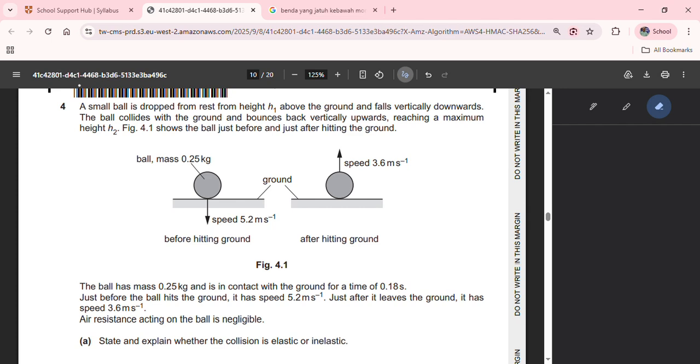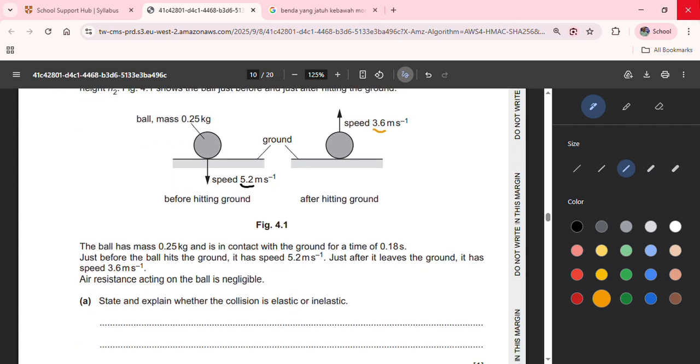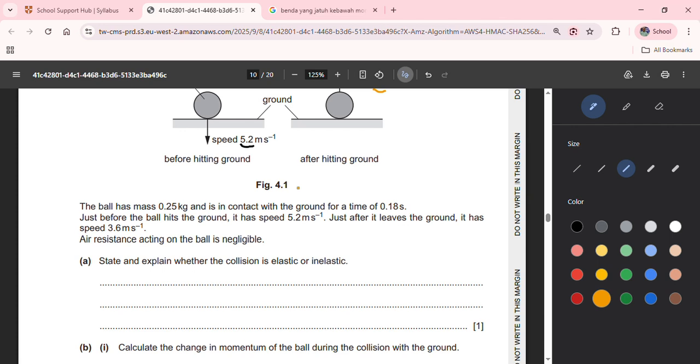As we know, the speed is changing. The initial speed is 5.2 and the final speed is 3.6. When the speed is changing, we know that the kinetic energy is also changing. So the kinetic energy from the first is not equal to the kinetic energy after the collision. So this is inelastic.